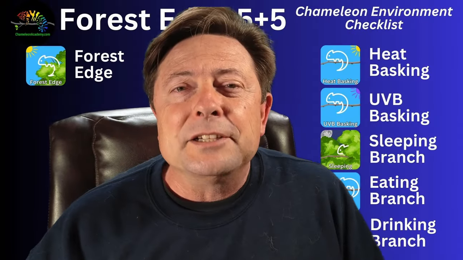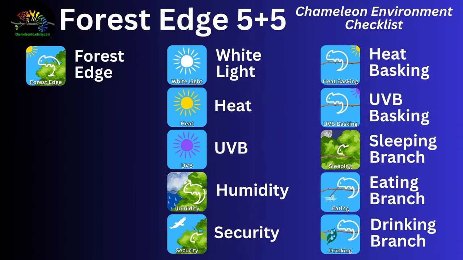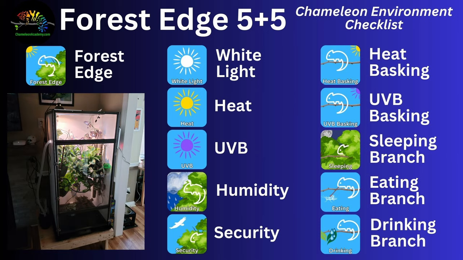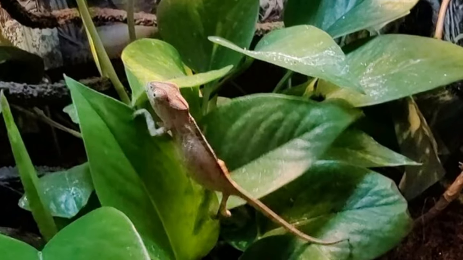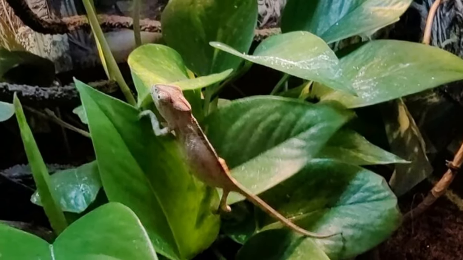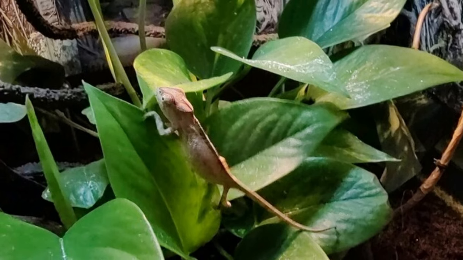So, all right. Today we're going to be using the Forest Edge 5+5 method, and I've been talking about this, so let's go ahead and apply it to an actual real world example. This is from a panther chameleon. We actually talked about this particular panther chameleon before, and there is a picture of the little tyke. He was in a 30-gallon hex aquarium. Actually, it was a terrarium.